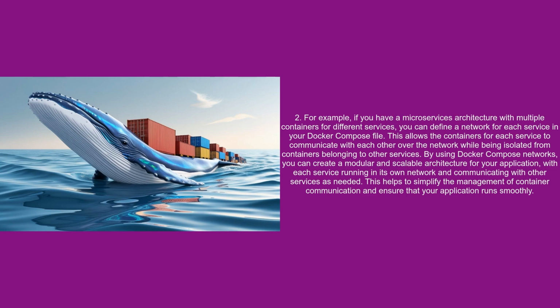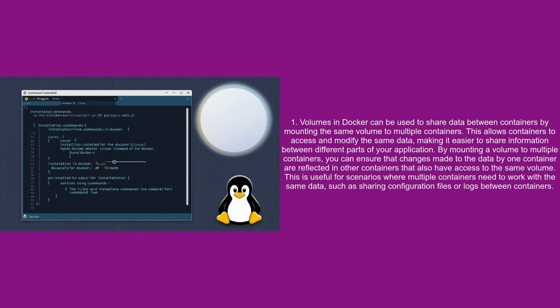So, imagine you have this cool microservices setup with different containers for each service, right? Well, in your Docker Compose file, you can actually set up separate networks for each service. This means that the containers for each service can chat with each other over the network, all while staying separate from containers for other services. By using Docker Compose networks, you're essentially building a super organized and expandable structure for your app. Each service gets its own little network to play in, and they can easily talk to other services when needed. This not only streamlines how your containers communicate, but it also keeps your app running smoothly. Cool, right?